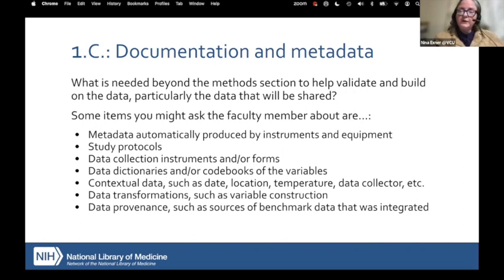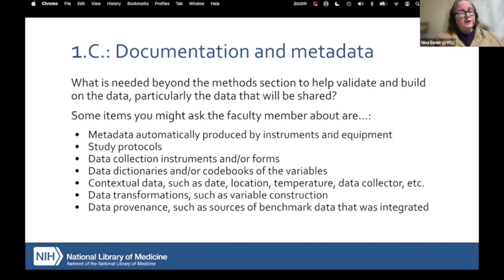So some things that a librarian interviewing or facilitating this writing might talk about are, is there metadata that comes out of the instruments or equipment they use automatically? Could they include that? What are their study protocols that they use in their lab for themselves or for students that rotate through? And could that be cleaned up to give a more stepwise set of definitions?